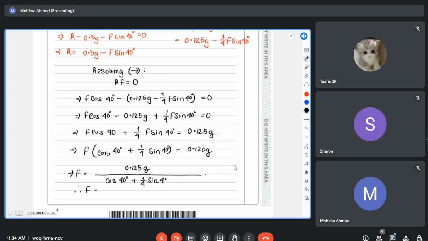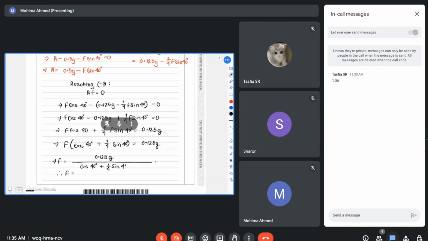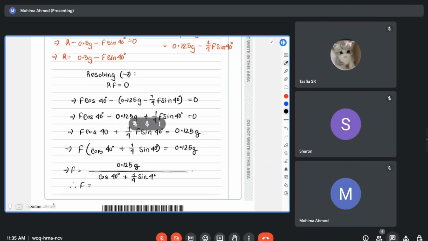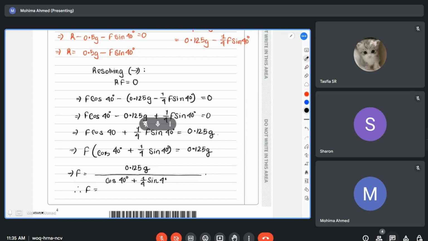Okay, guys, are you done solving this? What is the answer? 1.56. Is the answer the same for all of you? Like for both of you then?